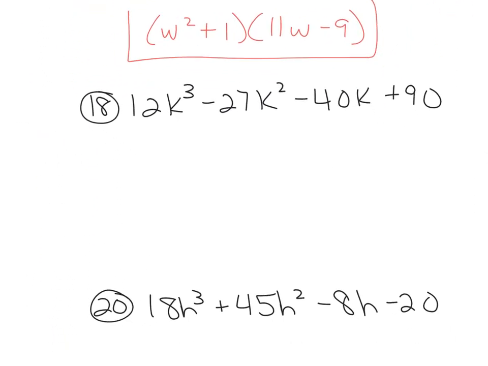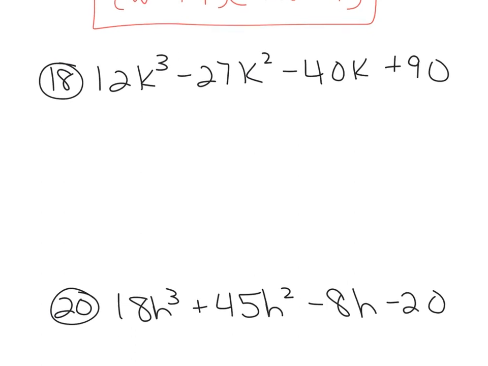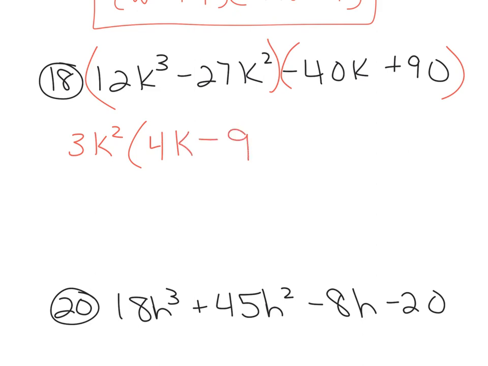Okay, number 18 here. So on 18, again, make sure we're looking for GCF in all the parts first. Now in this case, no GCF, so we're back to grouping. Now let's keep that negative with that 40, right? Make sure that negative stays with that 40. So now I'm going to pull out a GCF of 3k squared. And so when I divide, I'm going to get 4k minus 9, and then both k's got pulled out.